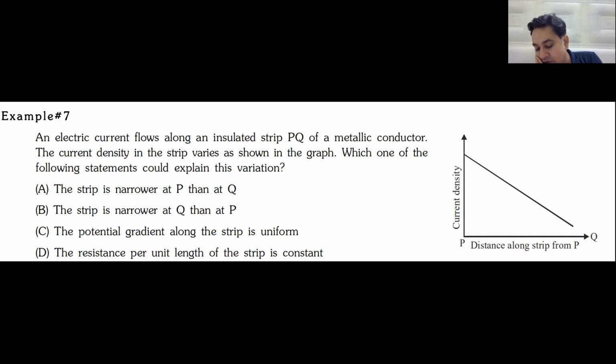From point P to point Q, the current density, that is current per unit area, is varying. Why is this varying? The strip is narrower at P than at Q. It's a single option, correct? The strip is narrower at Q than at P. The potential gradient along the strip is uniform. The resistance per unit length of the strip is constant. You have 2 minutes.